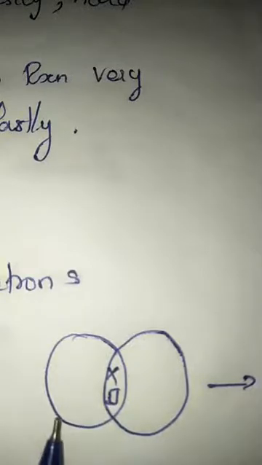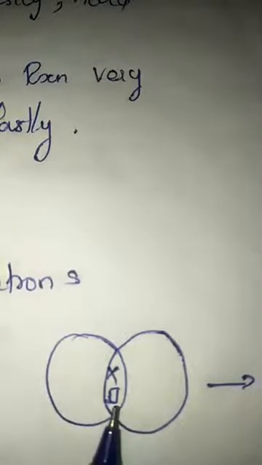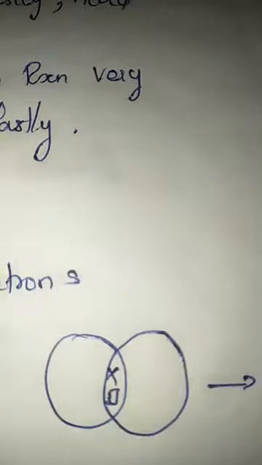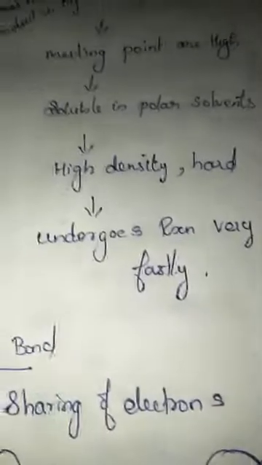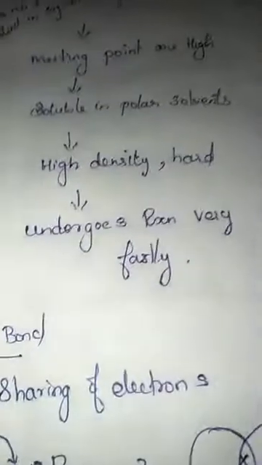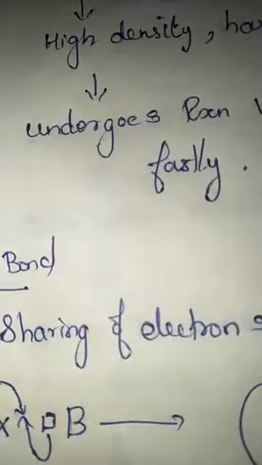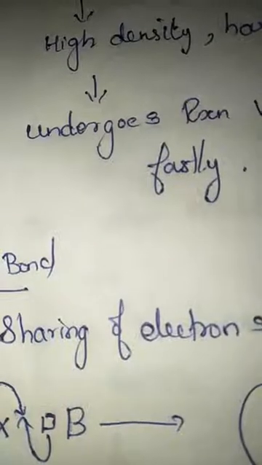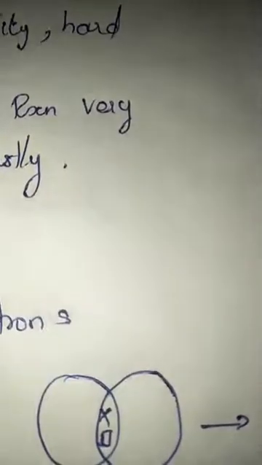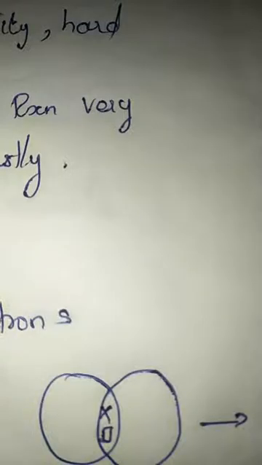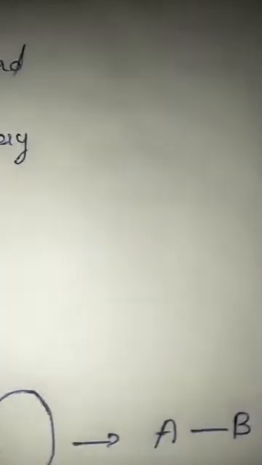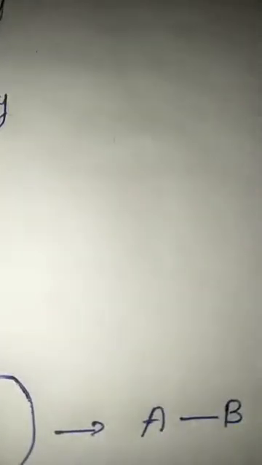For example, this is a hydrogen atom. A hydrogen atom has only one electron in its outer shell. So for example, you can take this as hydrogen. They have only one electron. So each hydrogen shares one electron, and this is the paired electrons, and they form the compound AB.